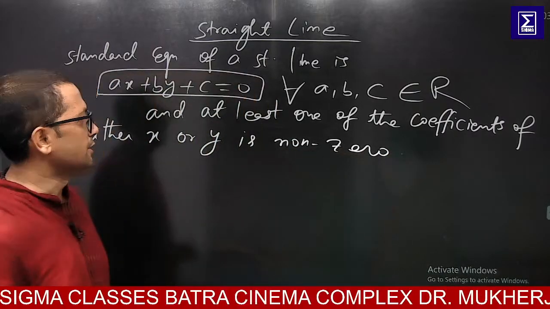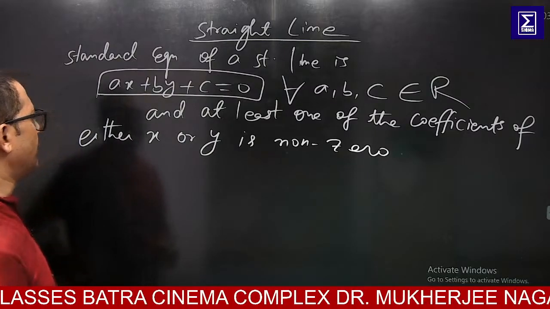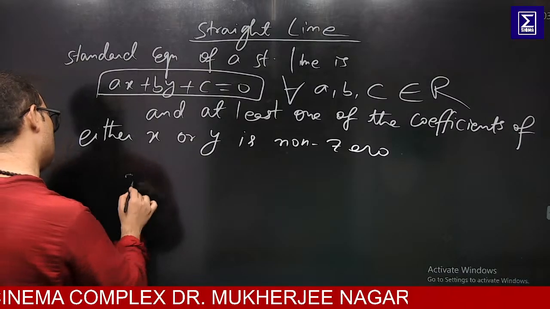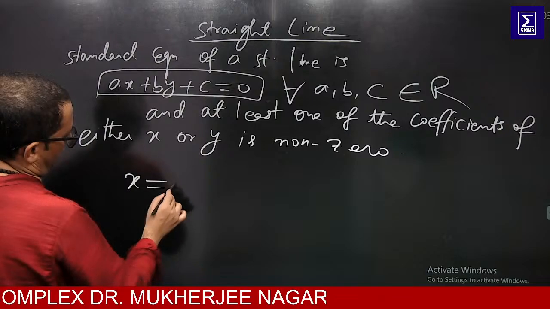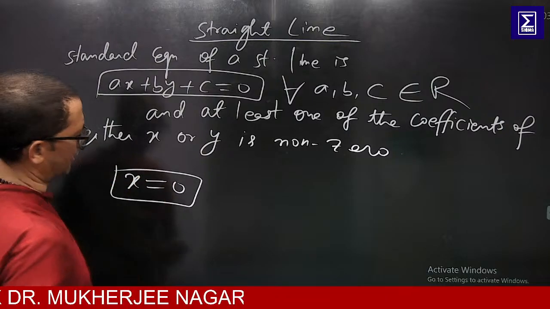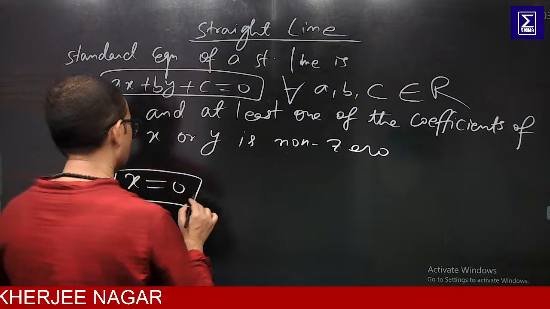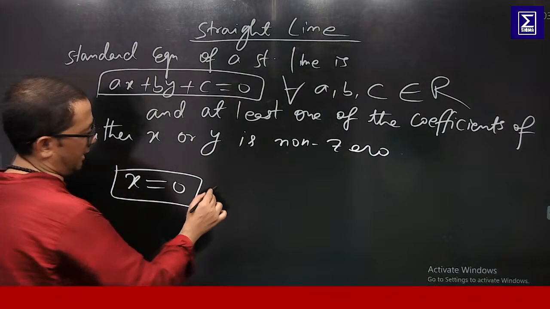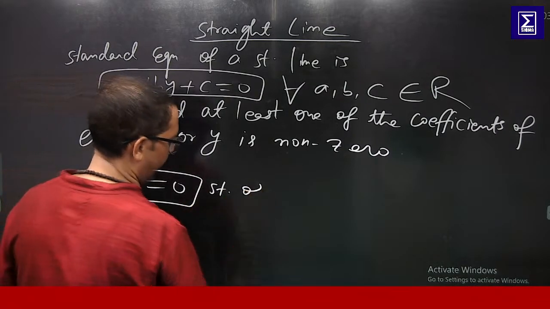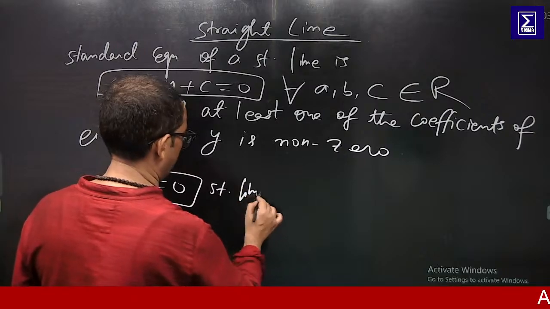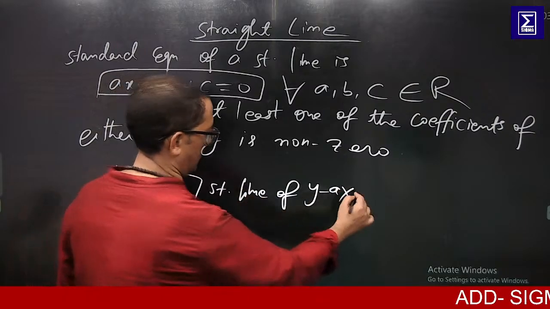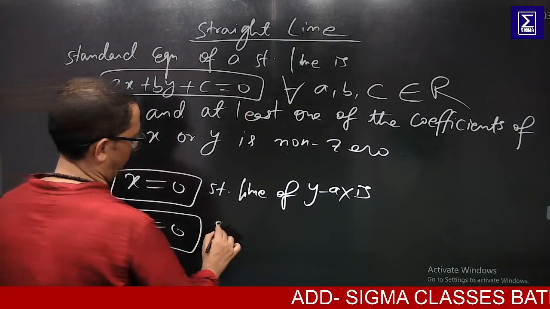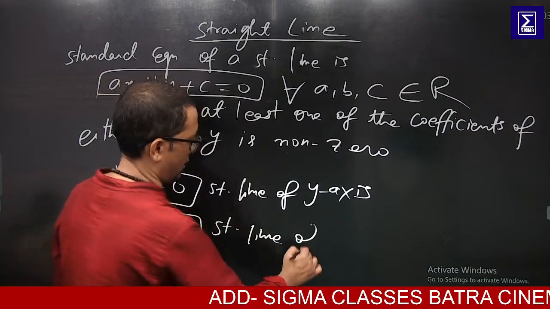What do we understand with this? In ax plus by plus c, for example, b is 0, so then we can have x is equal to something. Even this makes the equation of the straight line. x is equal to 0 denotes the straight line of the y-axis. In a similar way, y is equal to 0 is the straight line of the x-axis.